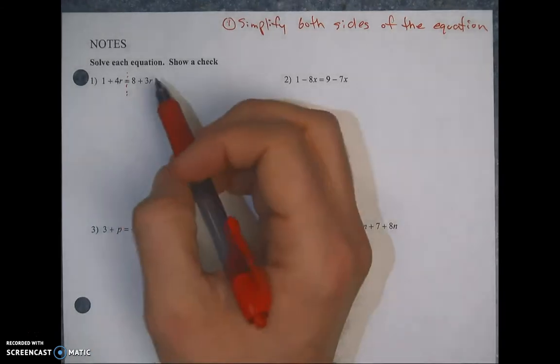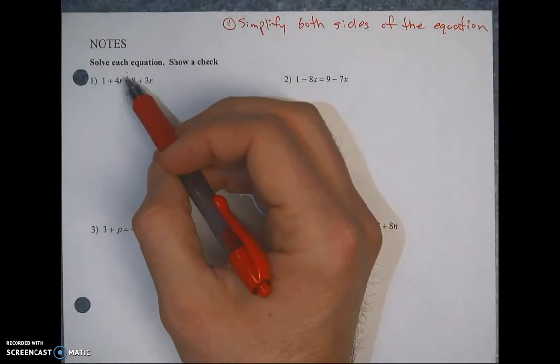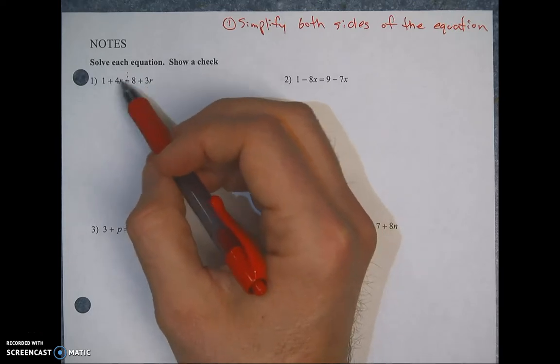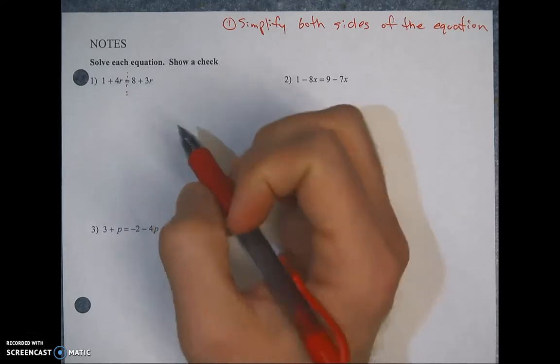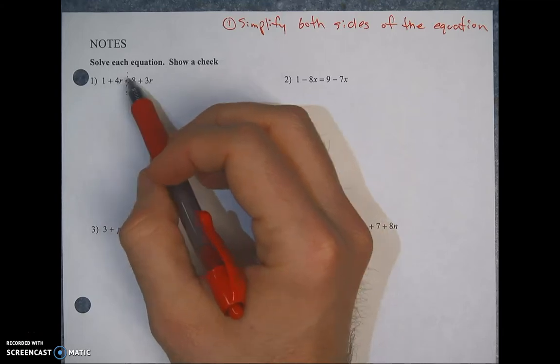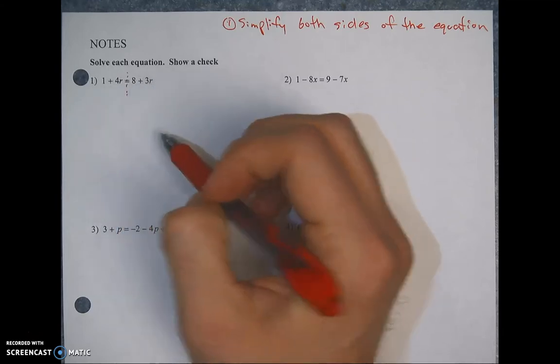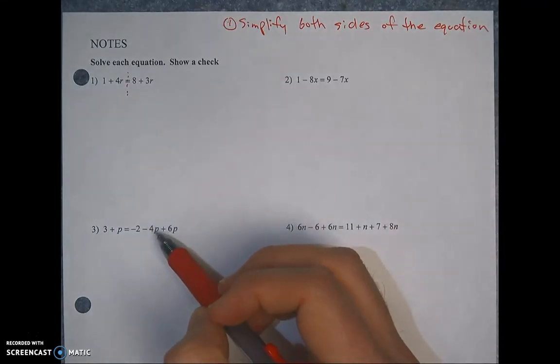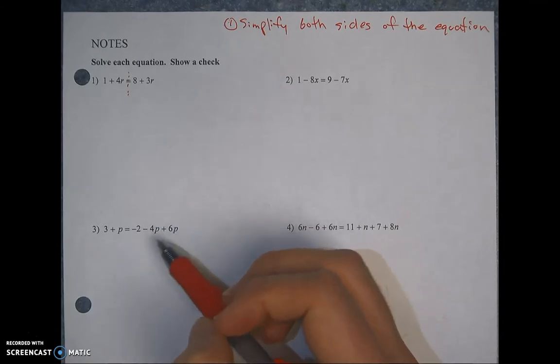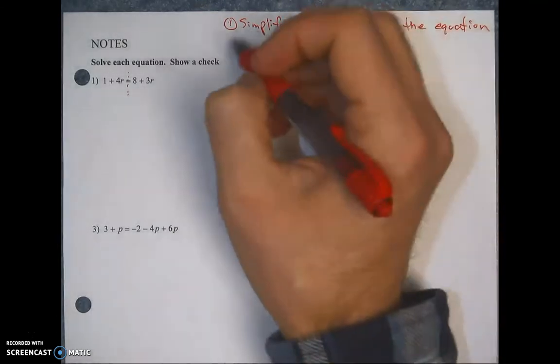So it's really important also to note that I can't simplify across the equal sign. So I can't put the 4r and the 3r together and call it 7r. Okay, I need to keep the left side separate from the right side. But if there's something on the right side that can be simplified, so if we look ahead, if I have two terms that are similar on the right side, then I can put them together and simplify. So that would be step 1.